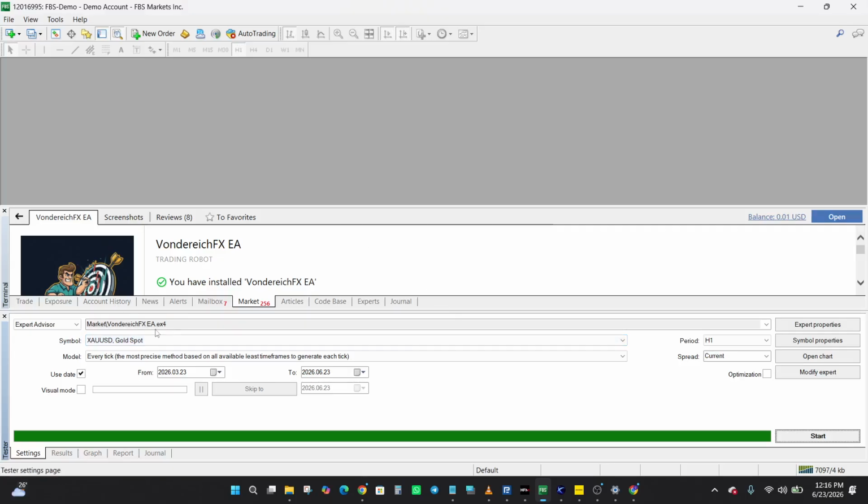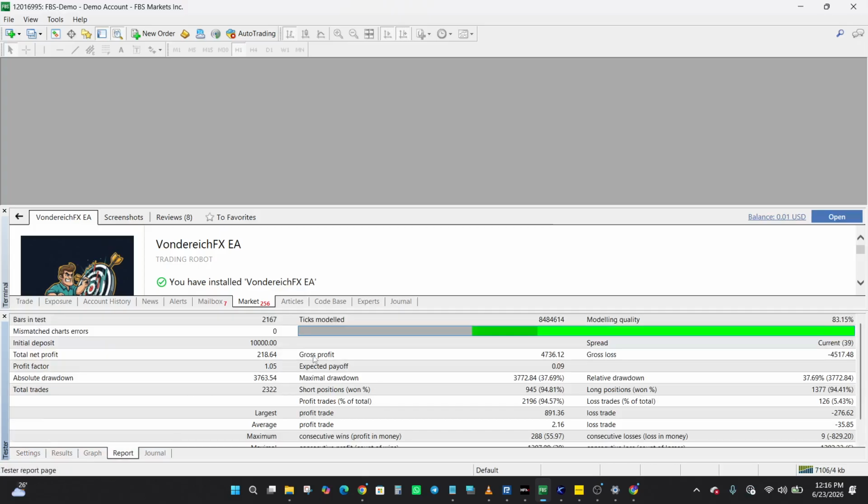So we are testing the VondereichFX EA on gold on the H1 time frame, and we are using the every tick model. We are testing over the past 3 months, 23rd March to 23rd June 2026. The initial deposit is $10,000, total net profit 218.64. The total trades taken were 2,322, out of which 2,196 were profitable, giving us a 94.57% win rate.